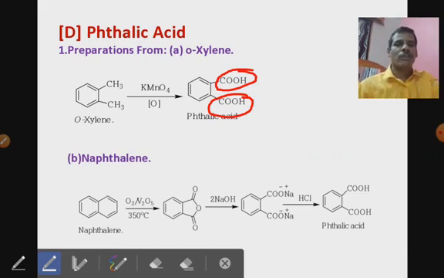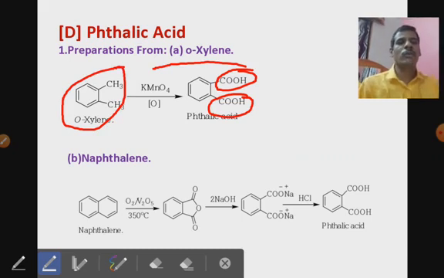See the first method of preparation. The starting material is ortho-xylene, which is also 1,2-dimethylbenzene. When this 1,2-dimethylbenzene reacts with KMnO4, here KMnO4 is used as a strong oxidizing reagent.